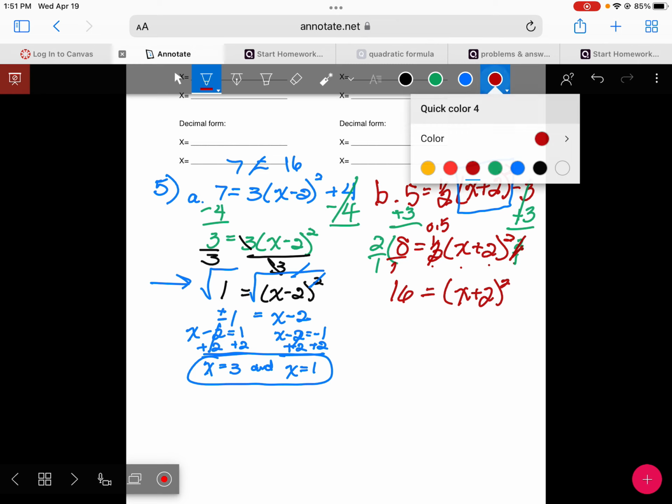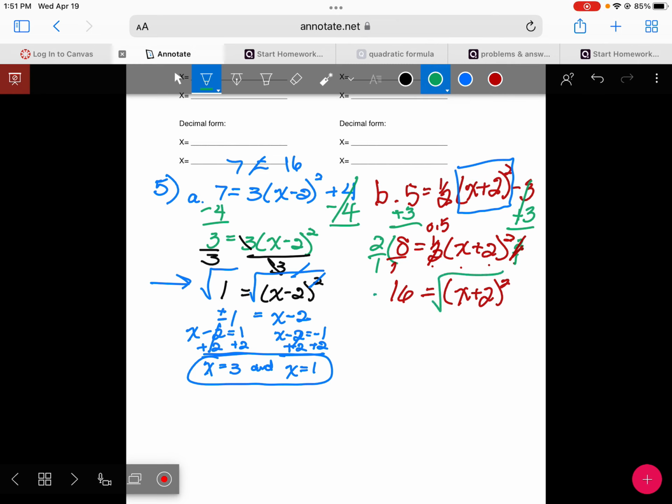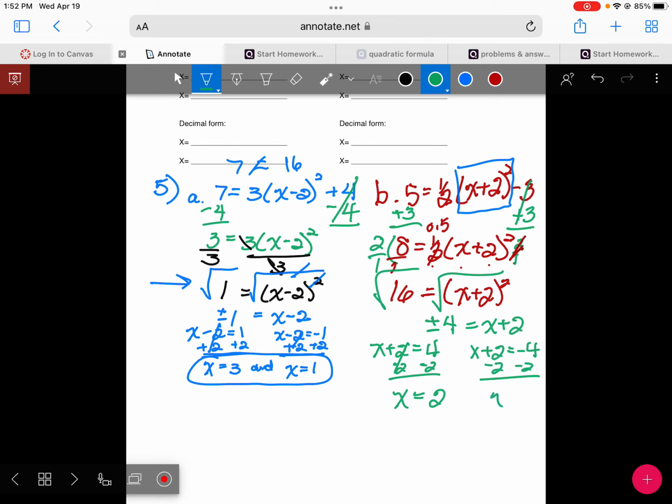So take the square root. So we get x plus 2 is equal to, what's the square root of 16? And you need to come up with the -4, plus or minus 4. So x plus 2 equals 4, and x plus 2 equals -4. Subtract 2, subtract 2, x equals 2. Subtract 2, subtract 2, x equals -6.